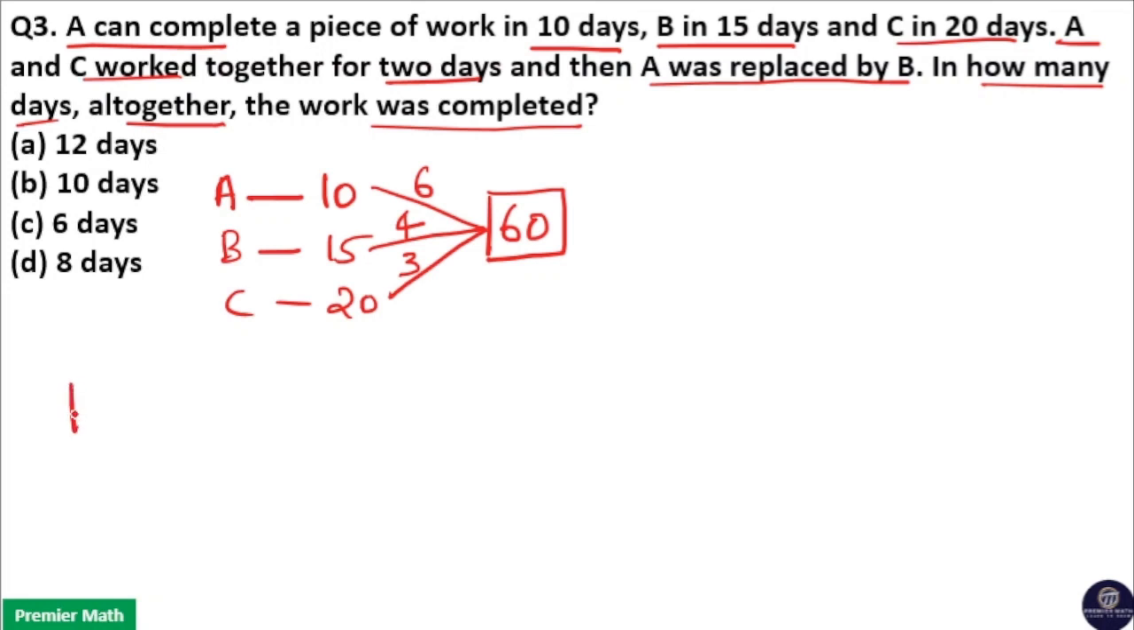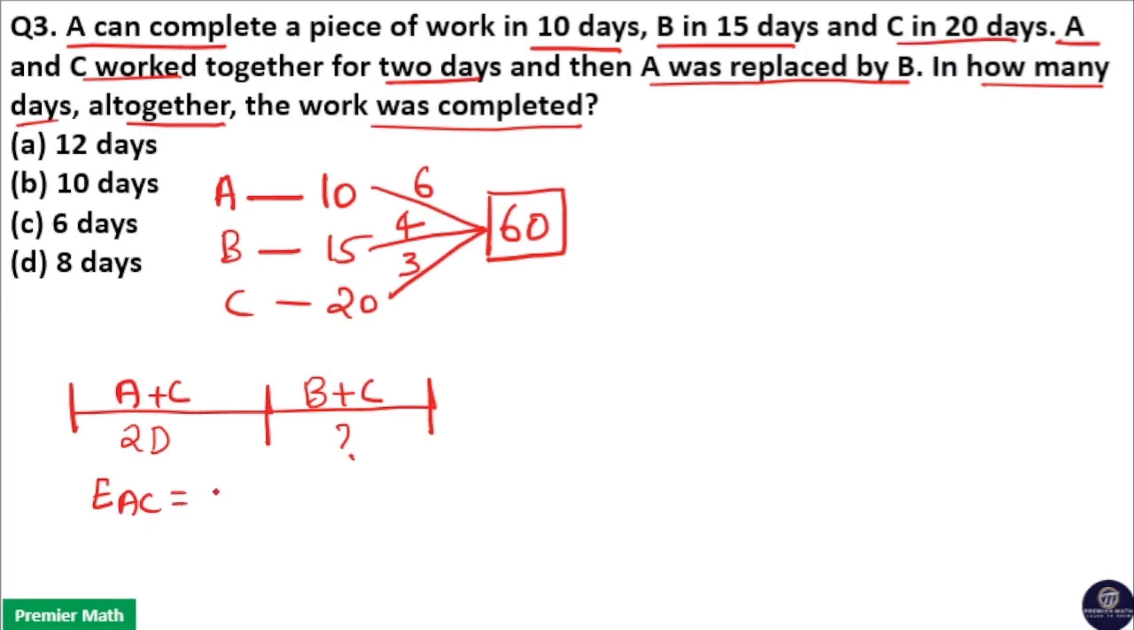Here, the question clearly says, first A and C work together for 2 days. Then A was replaced by B, and B and C completed the remaining work. Here you can see the efficiency of A and C in 1 day is 6 plus 3, 9 units. And the efficiency of B and C is 4 plus 3, 7 units.